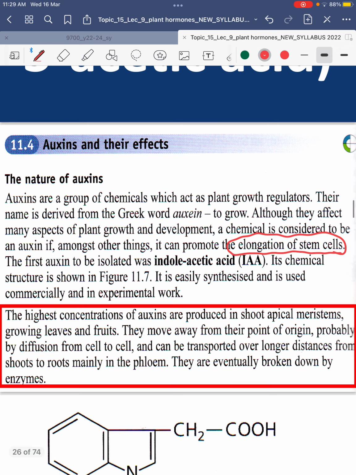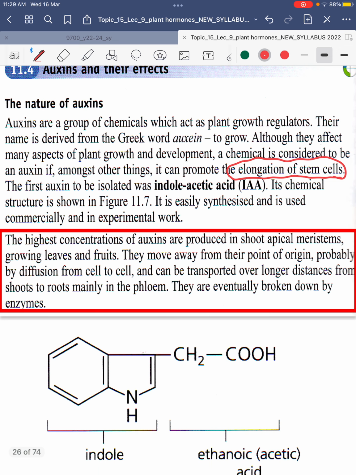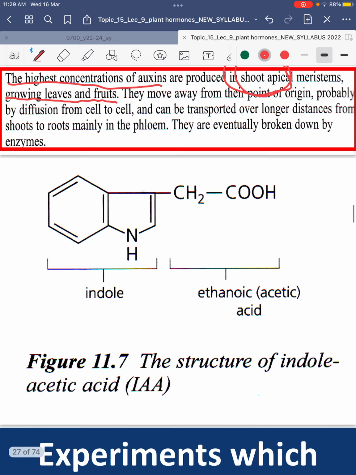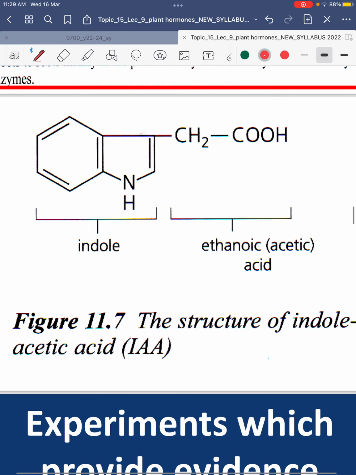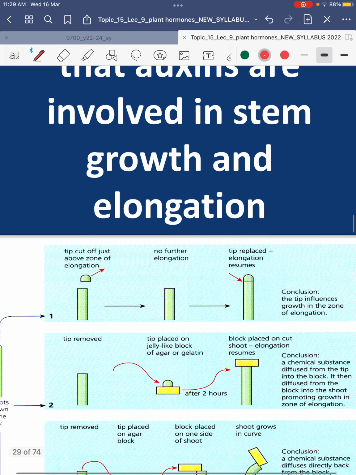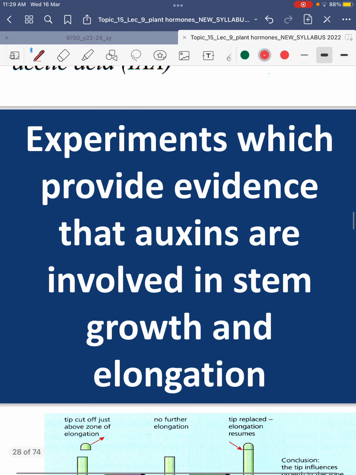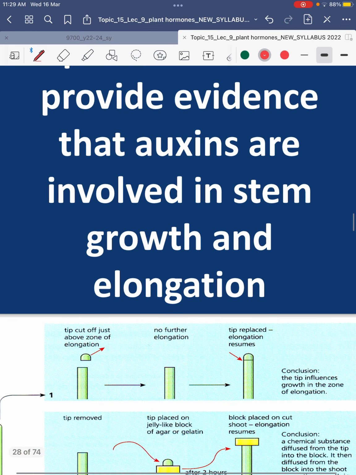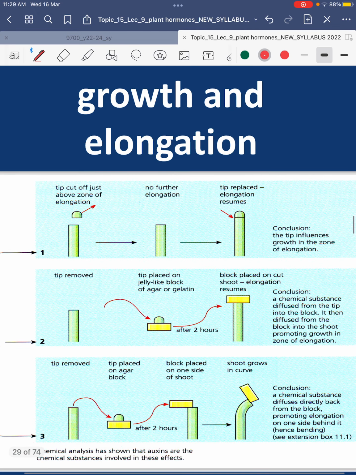The highest concentration of auxin is produced in the shoot apical. Apical means the tip of the shoot, which is the meristem, growing leaves and fruits. So auxin can also be found in growing leaves and fruit. And this is the structure of auxin, not really required for you to know. And this is an experiment to show that auxin is involved in stem growth and elongation.